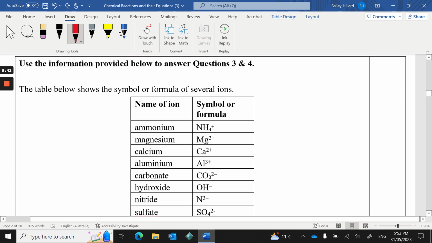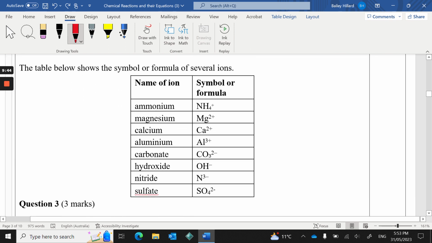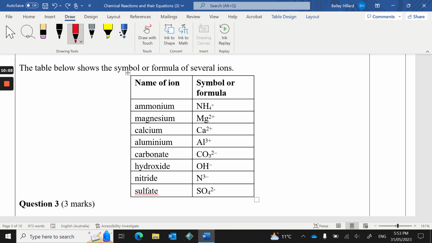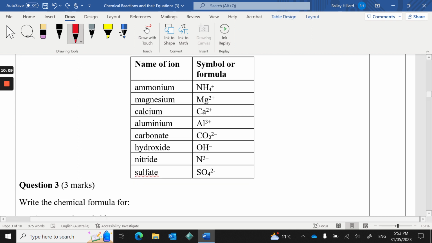Moving down, so the table below shows the symbol or formula for several ions. Now, it's good that you're given these ions and the name of these ions. That should really help you throughout this question. And it actually will help you answer some other questions throughout the test. If you forget what a carbonate is in other questions, it's actually written here for you. So you could refer back to that. So in an exam, just make sure if you get a table like this that you are looking back on it and making sure that you have it with you.